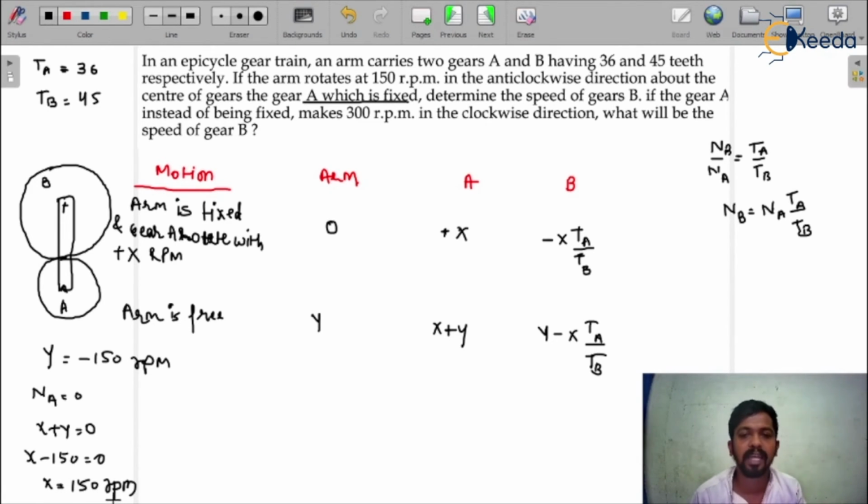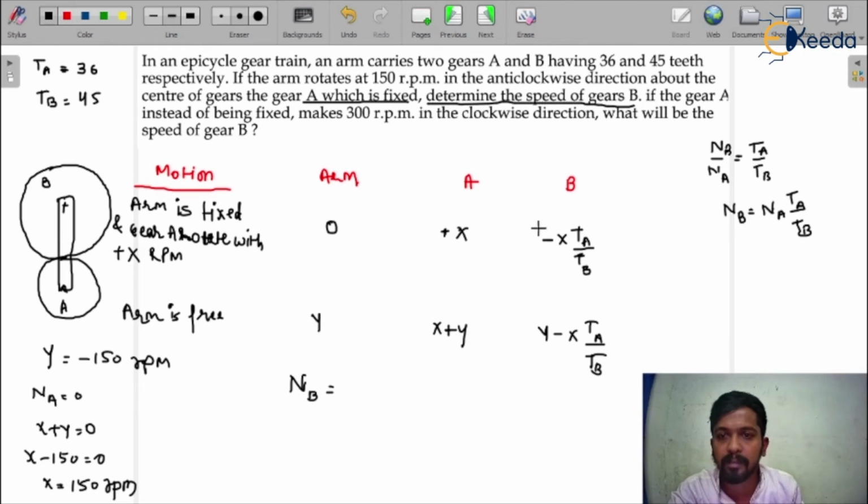But this is not the speed of A, which is x plus y. We have found the value of x and the value of y, which is given in the question. But we need to find out the speed of B. It is asking in the question, determine the speed of the gear B. So Nb would be y minus x Ta upon Tb, and y is minus 150, minus x, that is minus 150 multiplied by Ta upon Tb. Ta is 36 and Tb is 45.